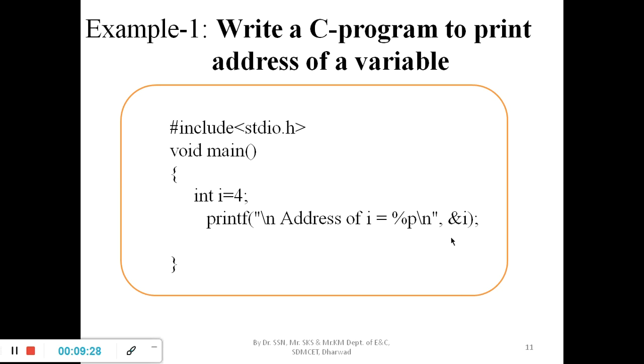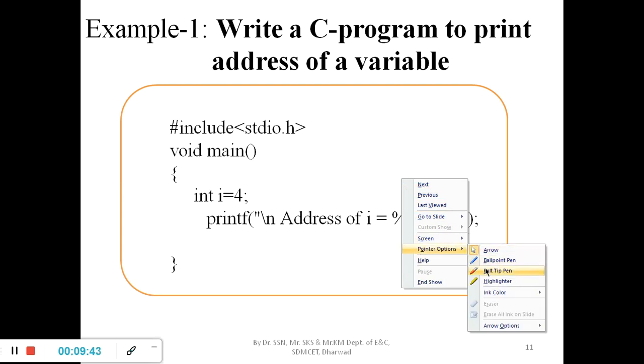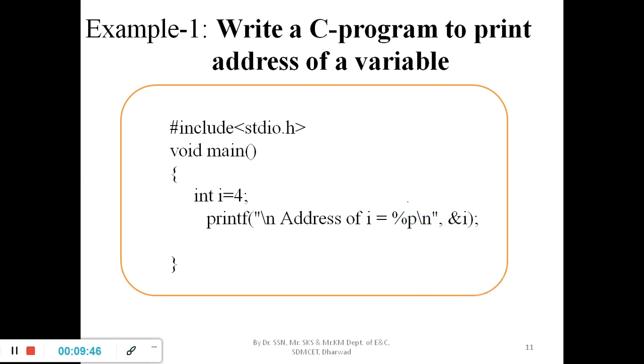Now I want to print the value. How do I write this? I want to print the address of this particular variable. Whenever I say address, I will make use of %p inside the printf statement. The p stands for unsigned integer, or rather a pointer. It is nothing but a pointer which always points to an address.